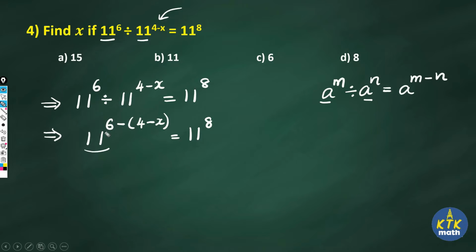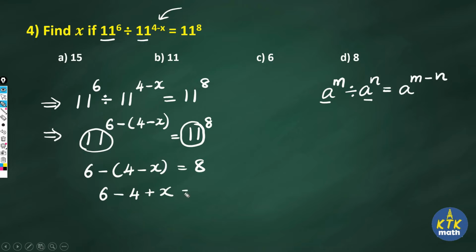Now, since both the bases are the same on either side of the equation, you can equate the powers. You can equate the powers only when the base is the same. So I can write this as 6 minus 4 minus x equal to 8. Now this looks like a simple equation, so from this I am going to find the x value. Now you just bring this negative symbol inside. So what happens? This positive 4 becomes negative 4 and negative of negative x becomes positive x, equal to 8. Now simplify these numbers.